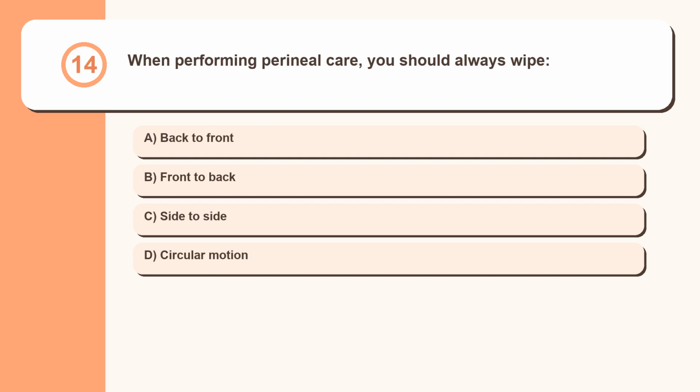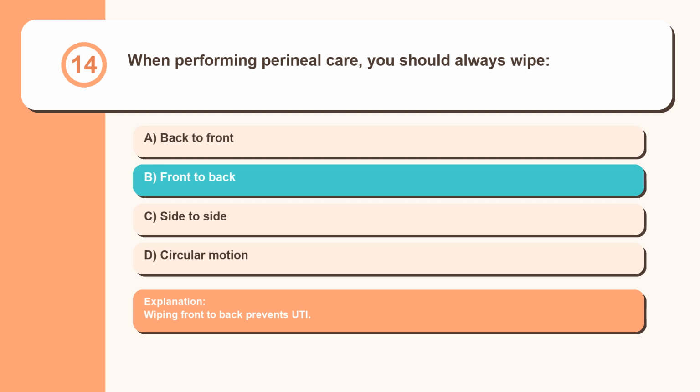Question 14. When performing perineal care, you should always wipe back to front, front to back, side to side, circular motion. Wiping front to back prevents UTI.